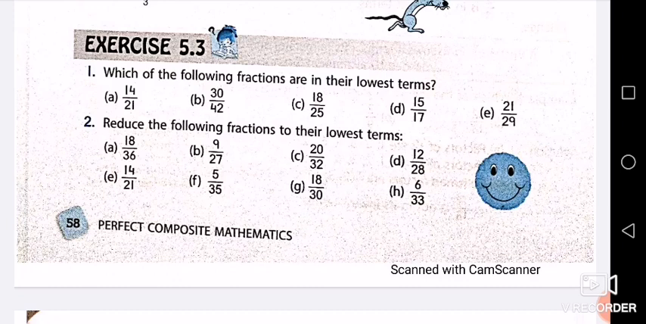In that case you can do the division separately in the rough column, and then you can write the numerator you are getting, and then divide the denominator, and then write it in the answer column. So this is the method to reduce it into its lowest term. So you will complete this exercise 5.3 in your maths notebook.